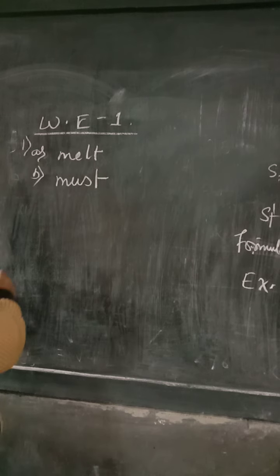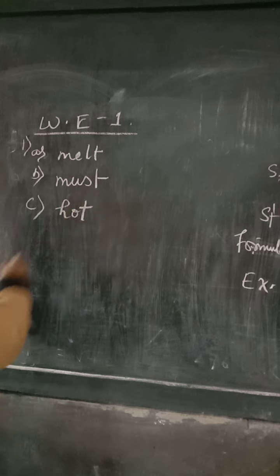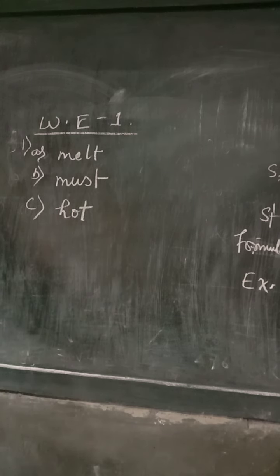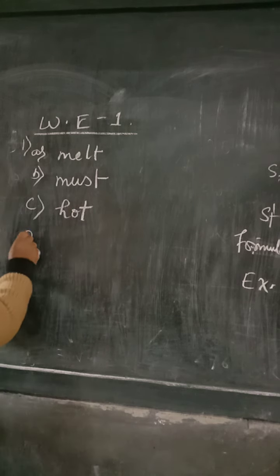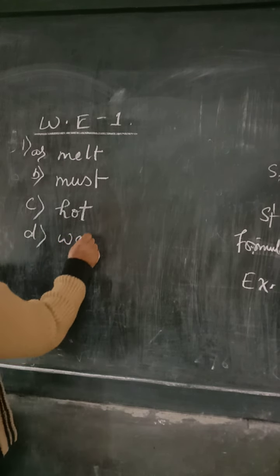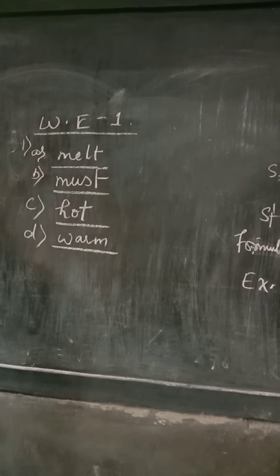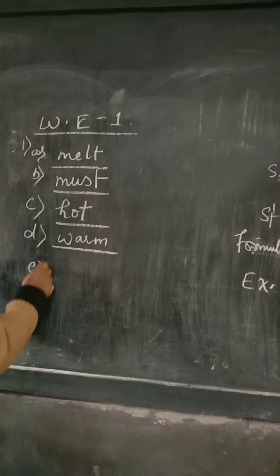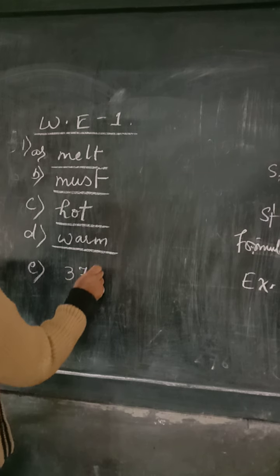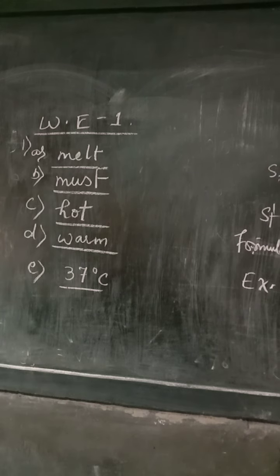When the temperature went above 40 degrees centigrade, it is very hot. I had to wear warm cloth when the temperature was 10 degrees centigrade. So 10 degrees centigrade means this is winter season, so I have to wear warm cloth. And the last one, my body temperature is 37 degrees centigrade. I am full of energy. So the normal body temperature is 37 degrees centigrade. So this you have to write in your copy.